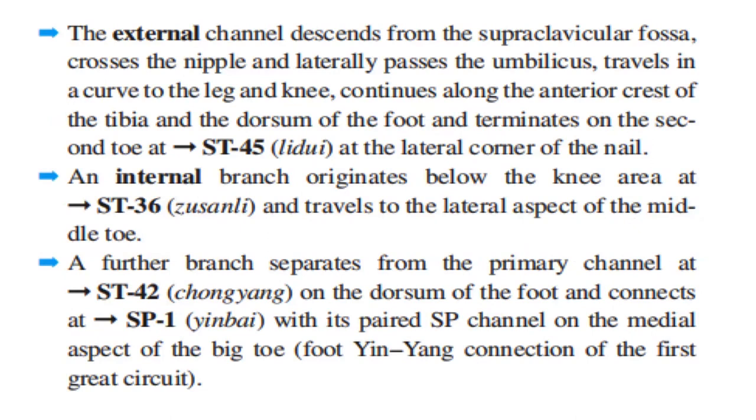in a curve to the leg and knee, continues along the anterior crest of the tibia and dorsum of the foot, and terminates on the second toe at stomach 45 at the lateral corner of the nail. An internal branch originates below the knee area at stomach 36 and travels to the lateral aspect of the middle toe. A further branch separates from the primary channel at stomach 42 on the dorsum of the foot and connects at spleen 1 with its paired spleen channel on the medial aspect of the big toe. This is the foot yin-yang connection of the first great circuit.